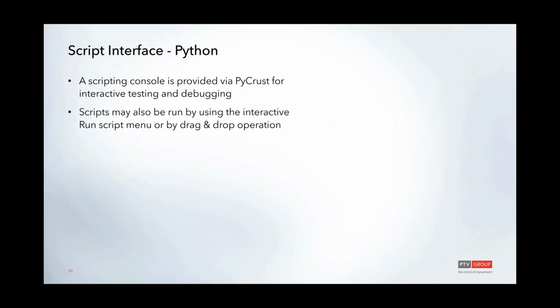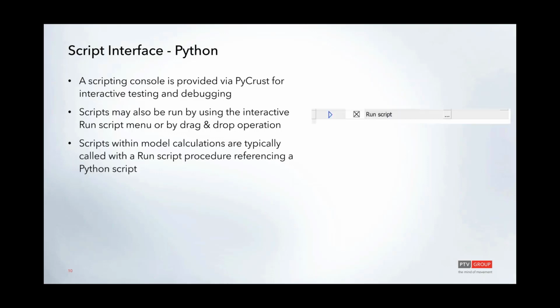Then scripts may also be run using an interactive script menu or by drag and drop operation. So if it's just a one-time operation that you're doing with a script, you can simply write up your script and drag and drop it over Visum, and that'll run the script. More typically, scripts within Visum model calculations are embedded in a run script procedure, as you see here. And then you run the script within that entire procedure sequence to perform a certain calculation.